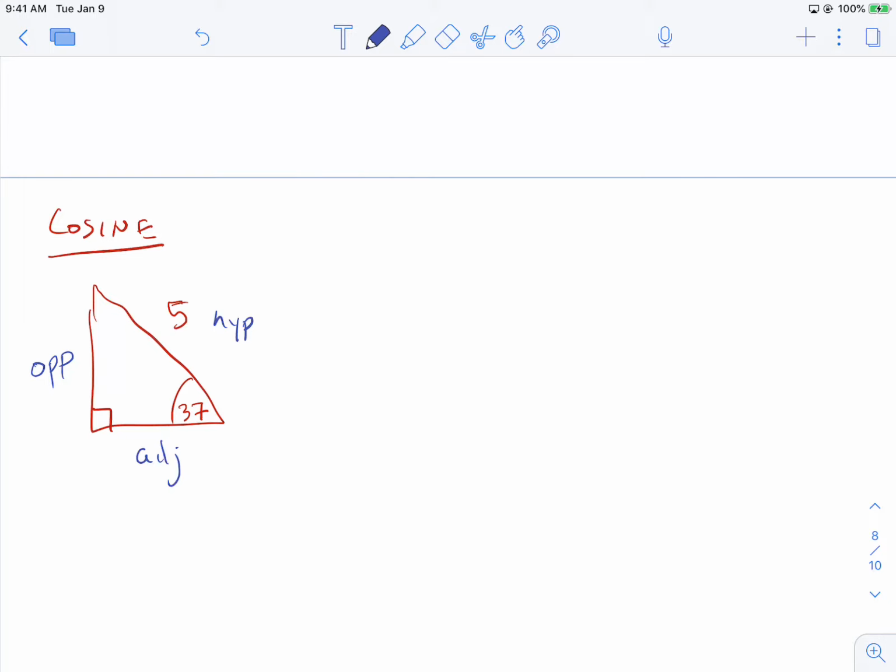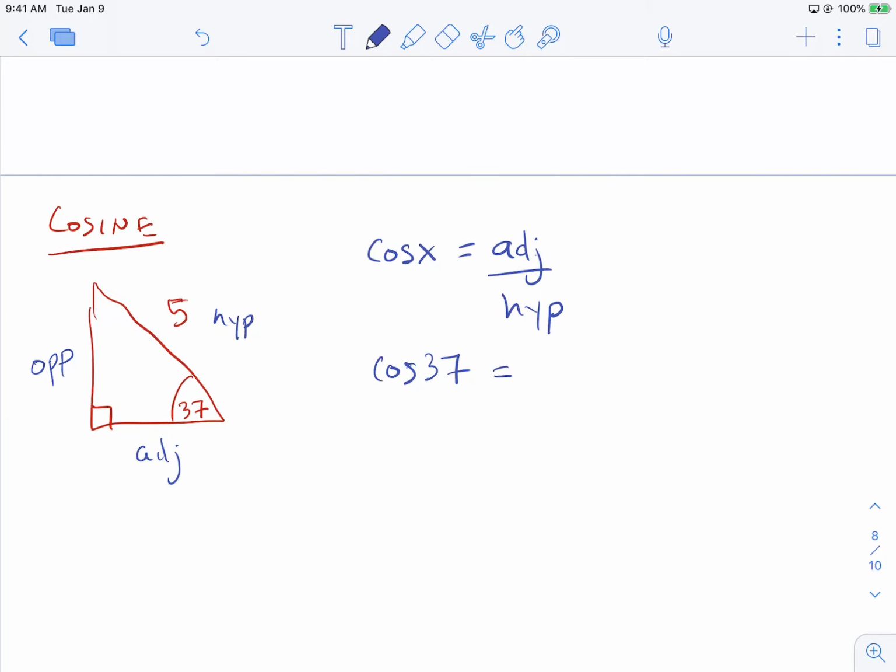So the formula for cosine of our angle x equals adjacent over hypotenuse. Okay, so let's go ahead and fill this in. Cosine of my angle, which is 37, equals my adjacent. I do not know that, so I'll just leave it as my adjacent, over my hypotenuse, which is 5. So now, what are we solving for? We are solving for a side here, so do not hit -1. So we'll do cosine 37 on our calculator. That's always going to give me a decimal.